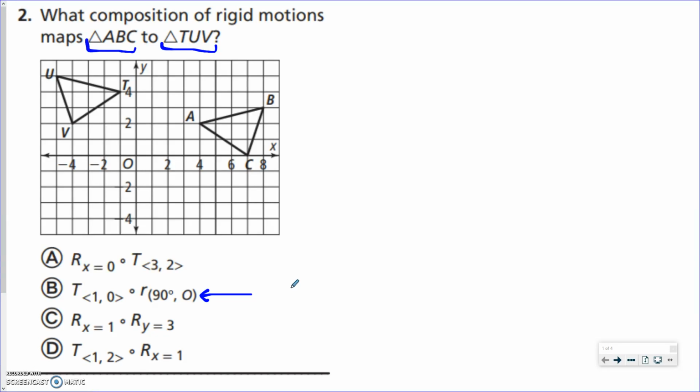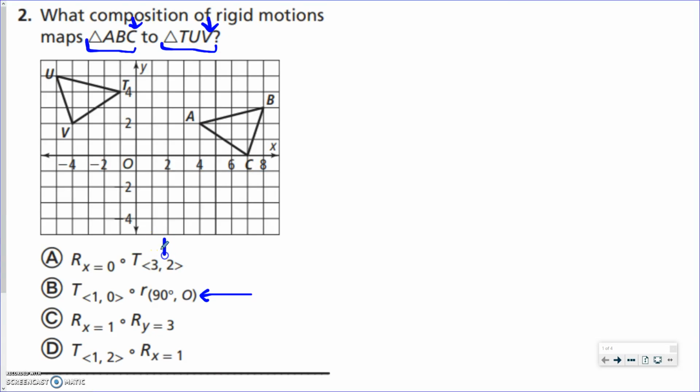Instead of doing all this rigid motion with every single point, I'm just going to pick one point. I'm not going to pick E, I'm going to pick C, because we like C. I want to check whether C is going to end up at V, because that mapping has to be correct. So let's do the very first one.